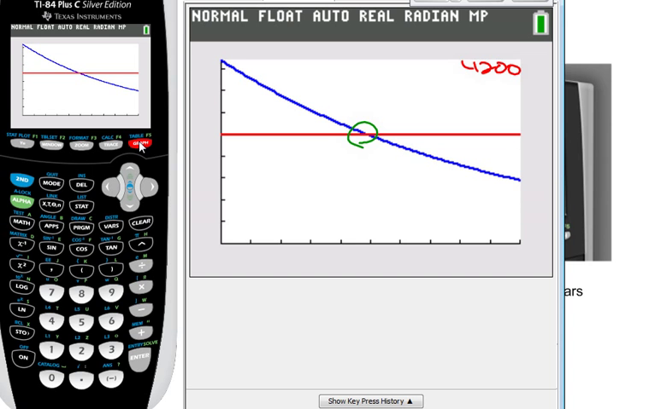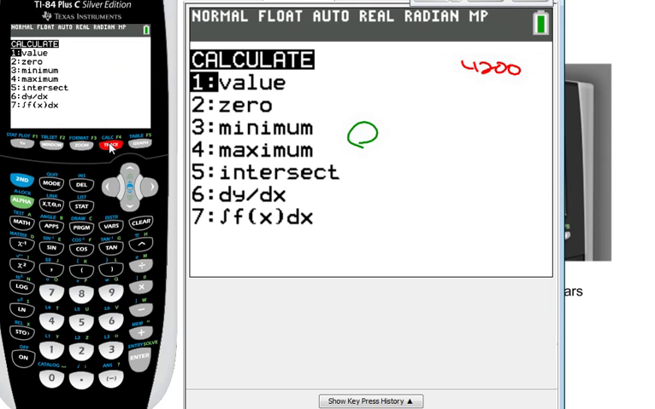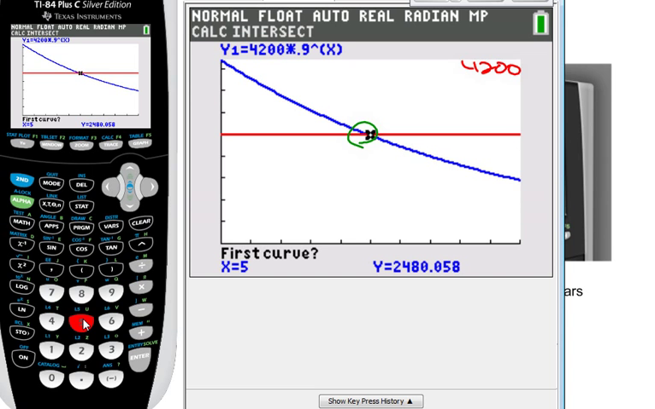So now what you're going to do is calculate the intersect. So if you can remember, up on the top line above the word trace in blue, for me, it says calc. I need to go there. Second, calculate. Choice number 5 is intersect. So hit choice number 5. And now you get, I'm going to erase my little green circle there. Now you get a little blinker in the middle of it, and it's asking you, do you want me to look at my first curve? Yes, we do. Just hit enter.